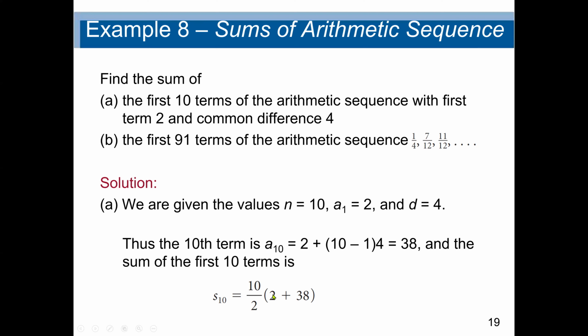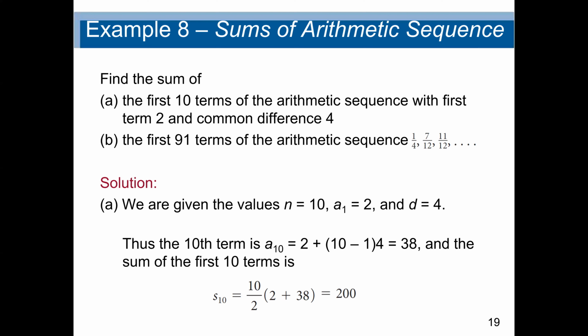So the sum formula is what? Add the first element plus the last element. This time the sum of 10. So the last element is 38. Then times the number of elements, 10 divided by 2. So that will give us 200.